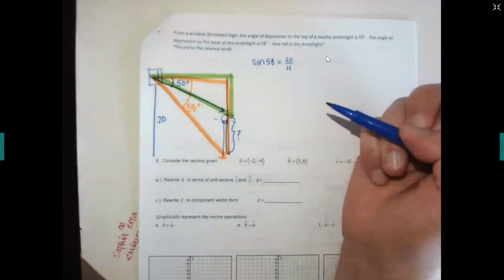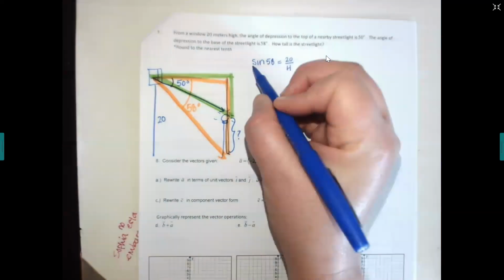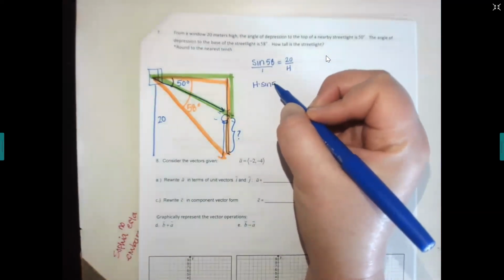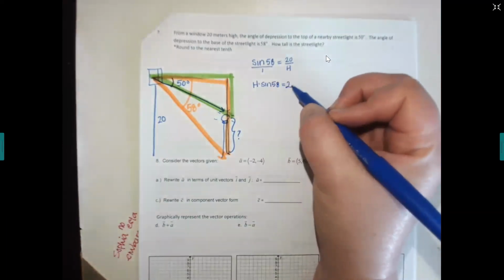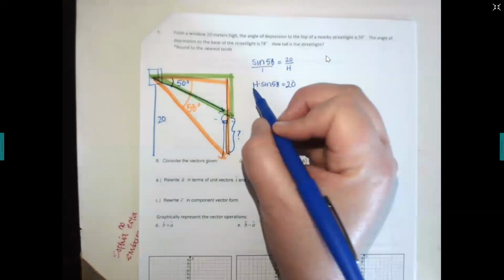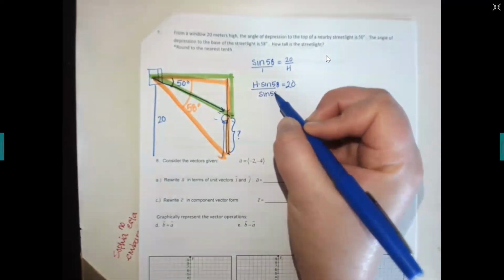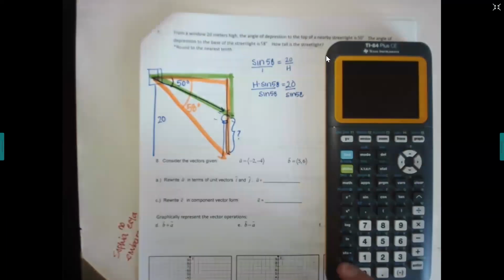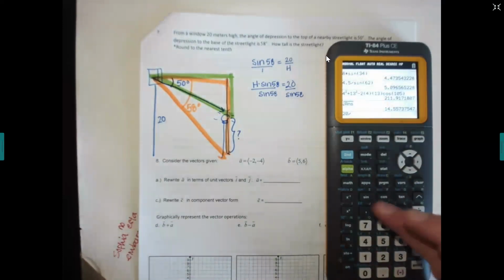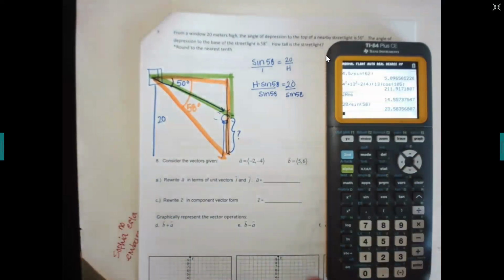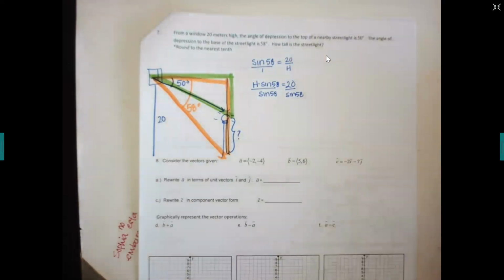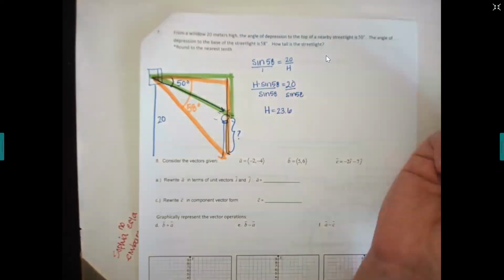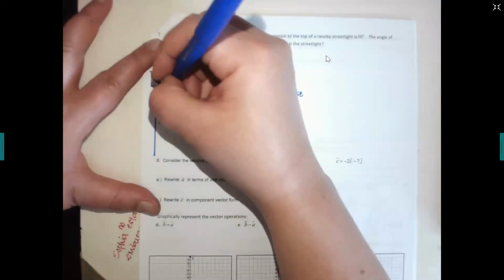So sine is opposite over hypotenuse. We're going to cross multiply. So put your sine of 58 over 1, h times sine 58 is equal to 20 times 1, and then divide by the sine of 58. So we have 20 divided by the sine of 58. That gives me 23.5. We'll round that to 23.6. So my total h for the hypotenuse is 23.6. And that's this distance here.